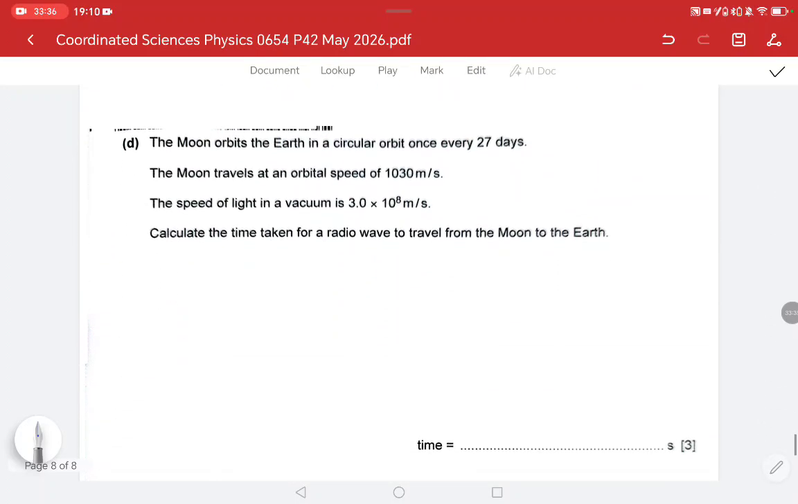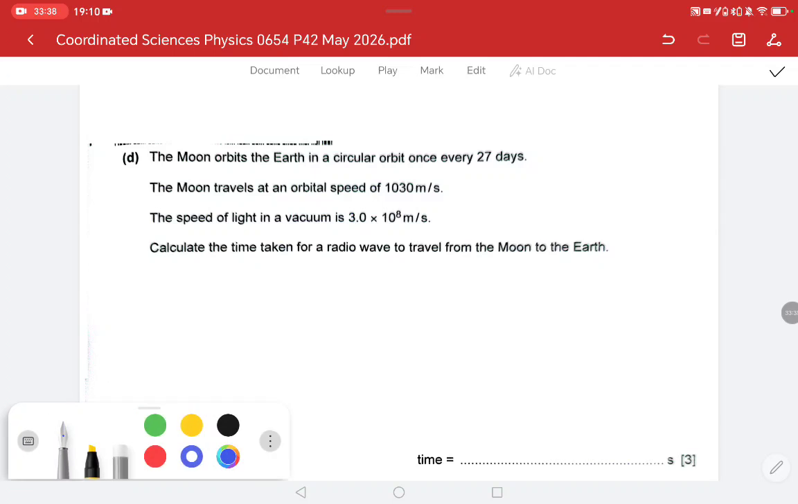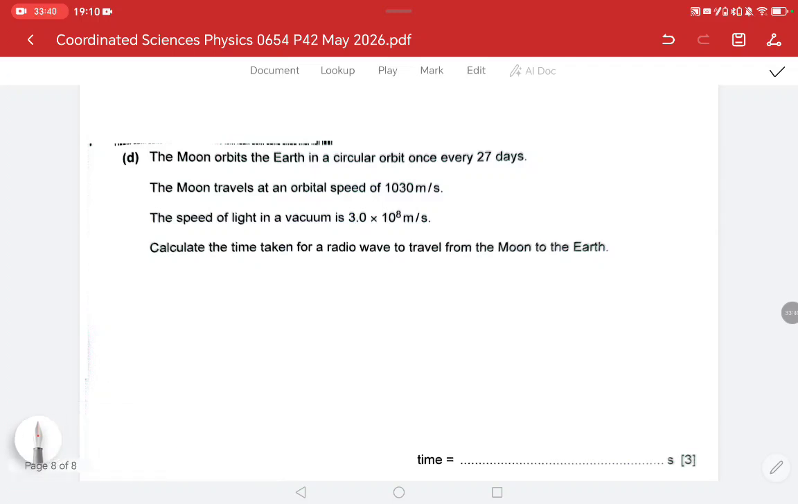Now the moon orbits the Earth. Again, we talked many times about finding the speed, or the orbital speed. So the moon orbits the Earth in a circular orbit once every 27 days. The moon travels at an orbital speed of this one. We have the speed now. So the orbital speed is 2 pi r over t.